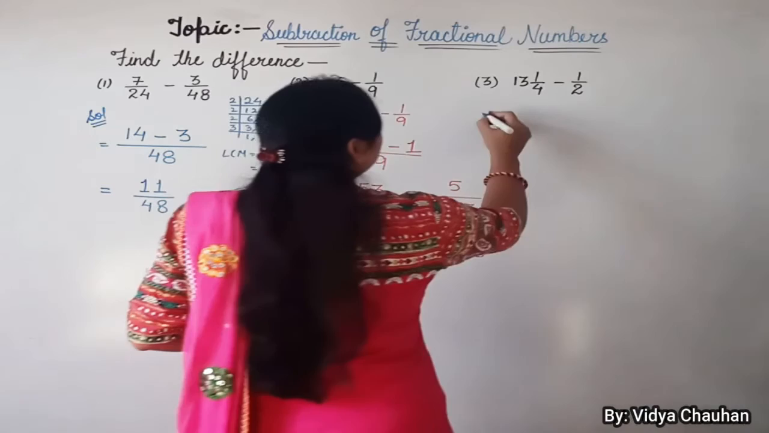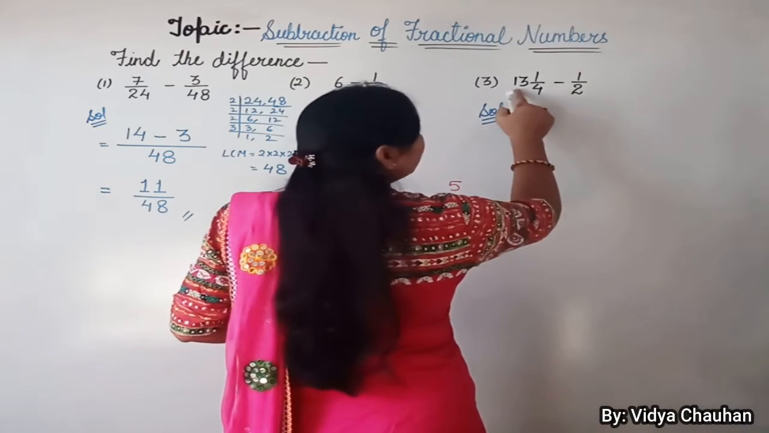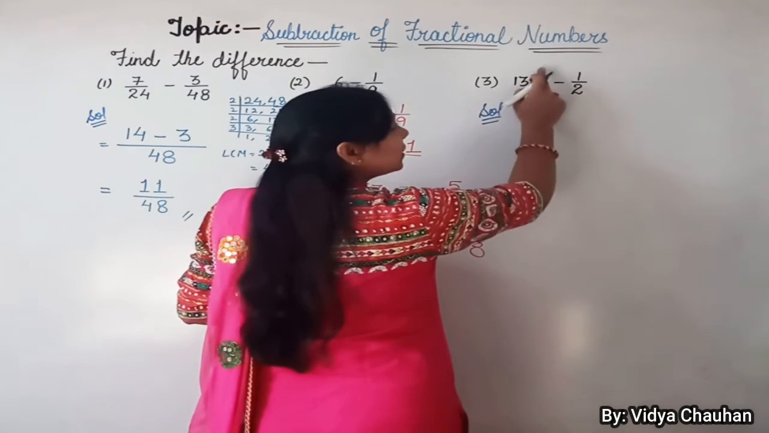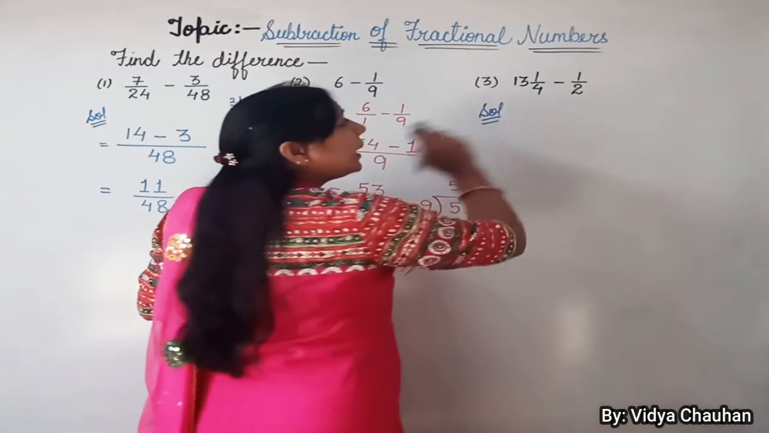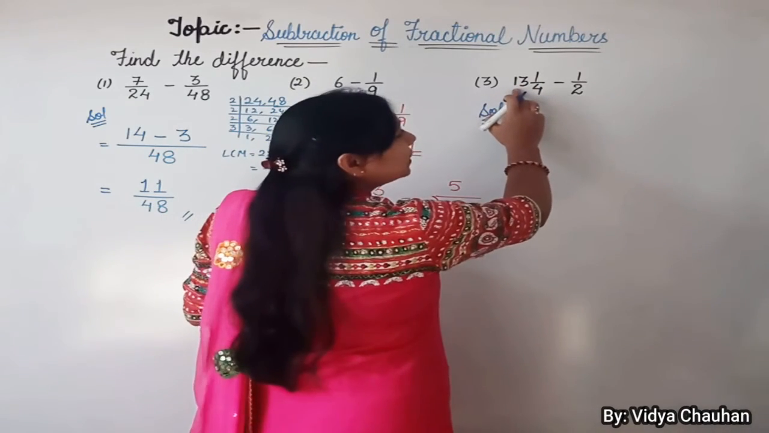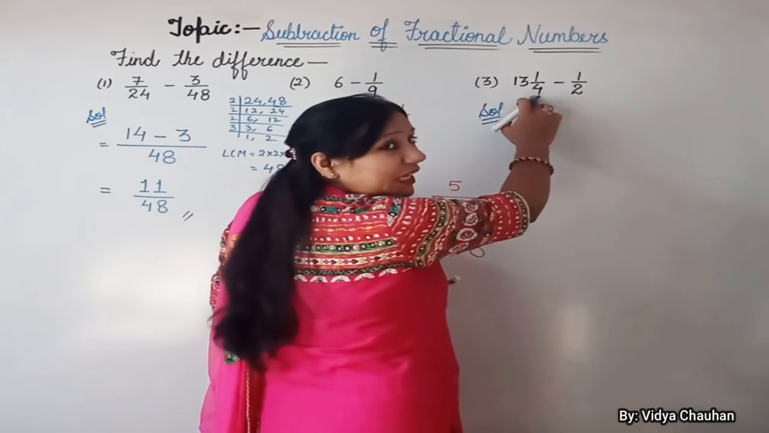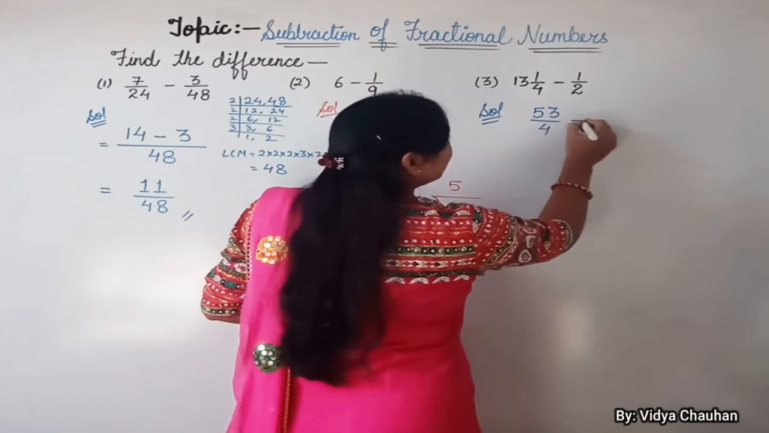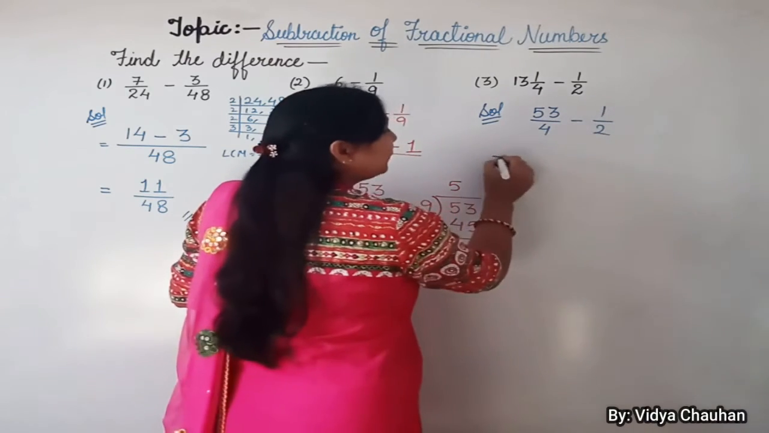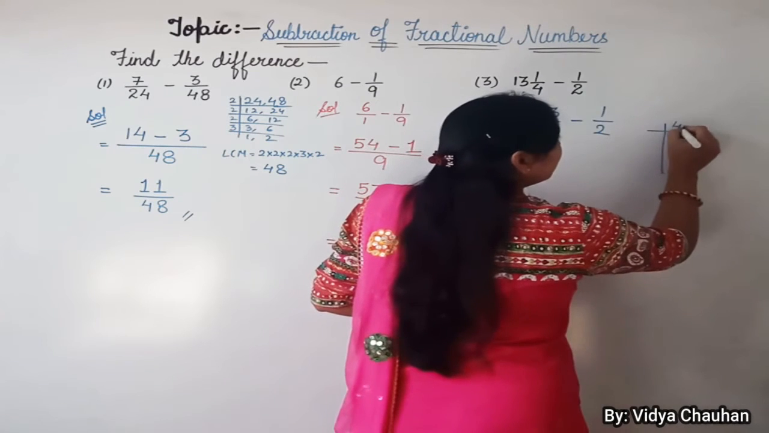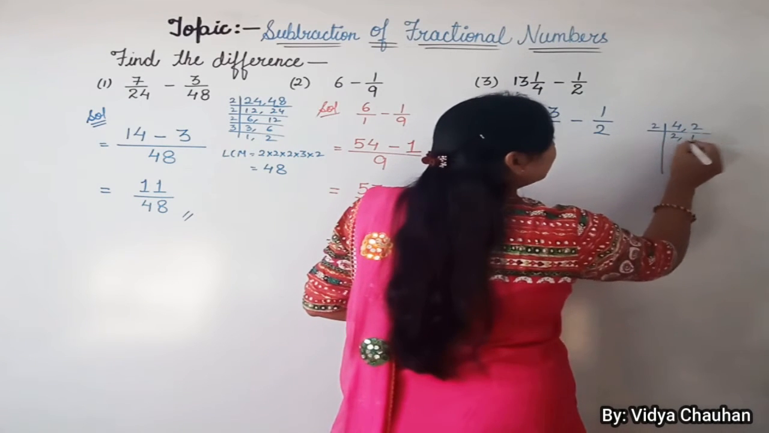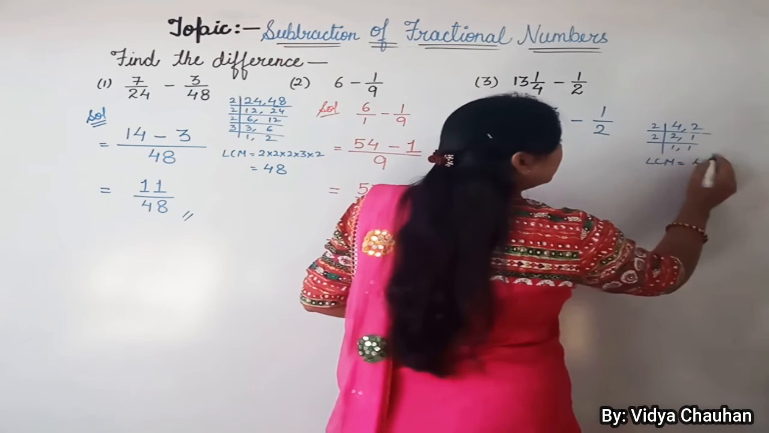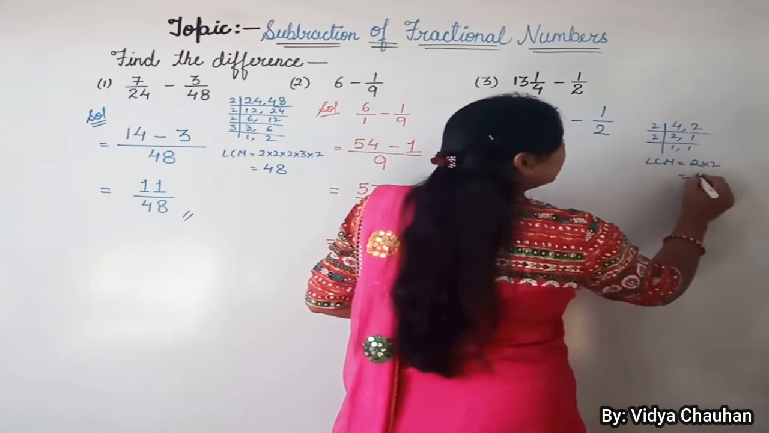Let's check out the solution for the third part. In this third part, one of the values is a mixed fraction and the second value is a proper fraction. So what you will do very first is convert the mixed fraction into its improper fraction. So 4 thirteens are 13 fours are 52. 52 plus 1, 53 upon 4, minus 1 upon 2. In the next step, take the LCM of 4 and 2. Dividing by 2, 2 ones are 2. Dividing by 2, 2 ones are 2. So what will be the LCM of 4 and 2? 2 multiplied by 2, that means 4.